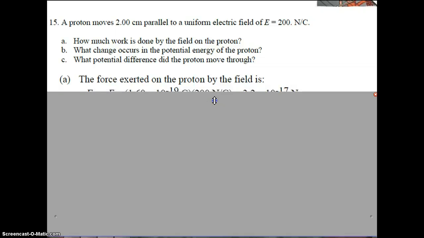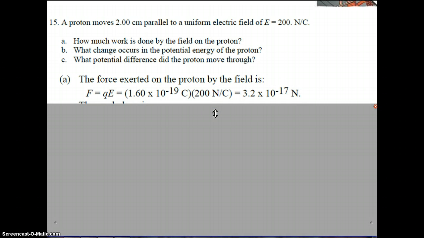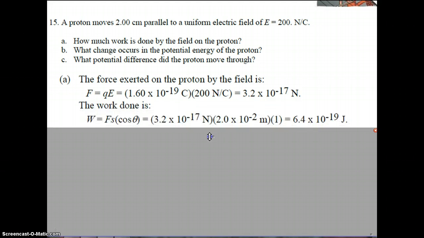For A, the work done by the field on the proton is going to be F delta R cosine theta. In order to use that, we need to know the force. Since E equals F over Q, F equals E times Q, the proton has a charge 1.6 times 10 to the negative 19, multiplied by the strength of the electric field of 200, and we get 3.2 times 10 to the negative 17 newtons. Therefore, the work done, W equals F delta R cosine theta.